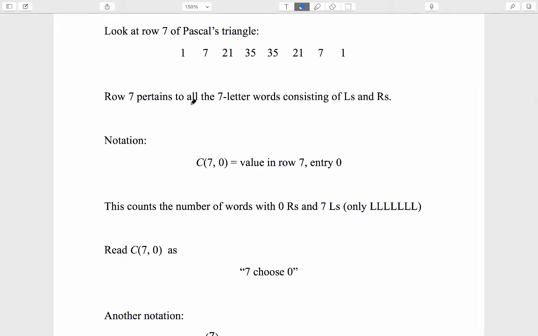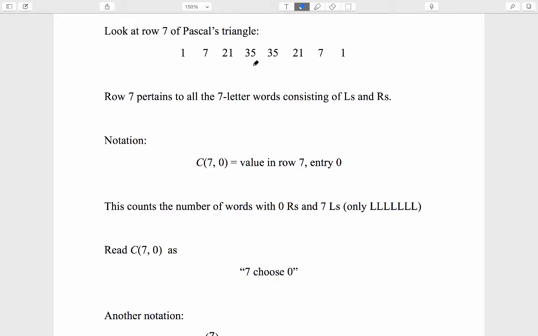Now let's look specifically at row 7 of Pascal's triangle. Row 7 is the row that knows all about 7-letter words consisting of L's and R's. All such words are accounted for in row 7 of Pascal's triangle. There is one word with 0 R's and all the rest L's. There are 7 words with 1 R and all the rest L's. There are 21 words with 2 R's and all the rest L's. Each location along row 7 knows about 7-letter words with a certain number of R's and all the rest L's.